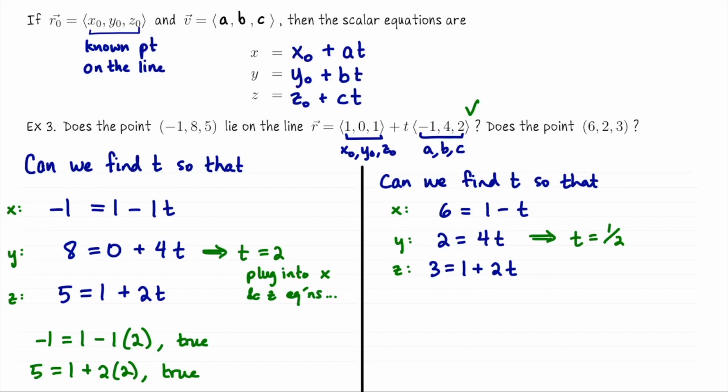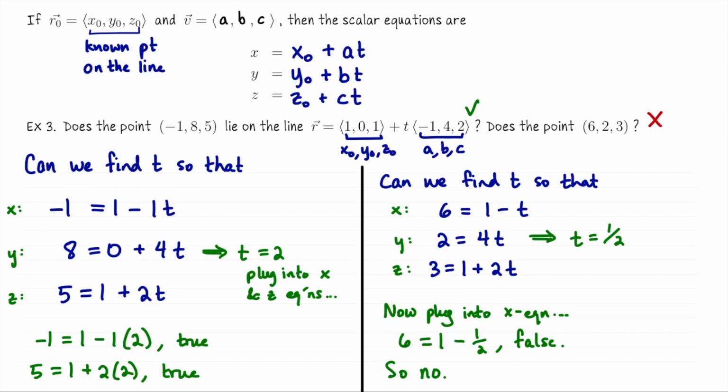Can the first and third equations be true? Now if we plug this into the x equation, we get 6 equals 1 minus 1/2. That is false. So the answer is no. The point 6, 2, 3 does not lie on this line.